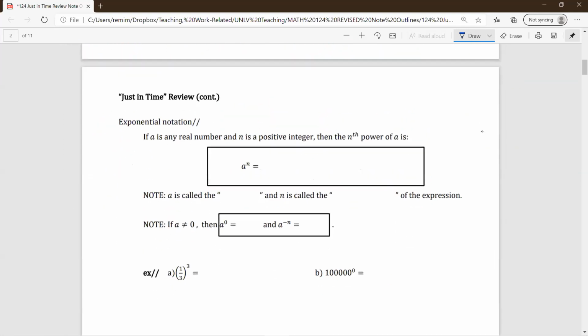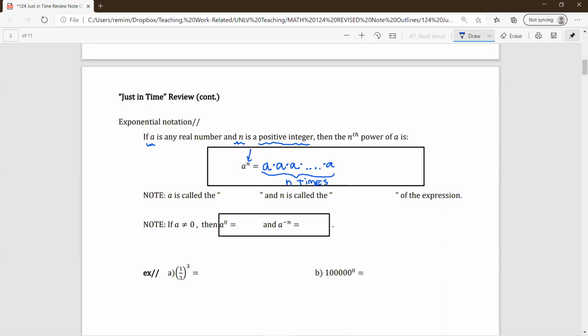So let's go on to the next page, talk about exponential notation. So exponents. Say we have a, that's going to be a real number, and then we have n, n is going to be a positive integer, so like a positive whole number. And if we have those, then the nth power of a is what's here in the box, a to the power n. And all that means is you take a and you multiply it to itself n times.